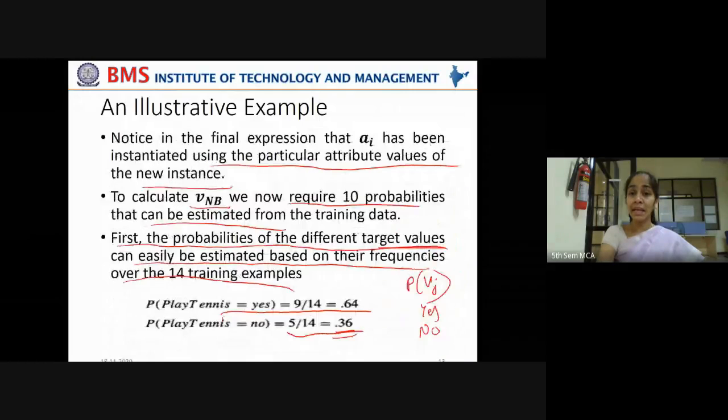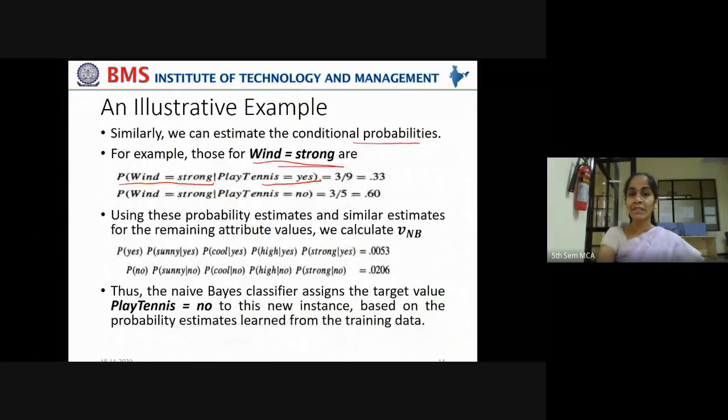Now 3 out of the 9 yes examples, not 14. You're considering only yes values, right? So 9 of the outcome labels are yes. So you have to take the probability of wind equal to strong given the outcome label is yes. There are 3 such combinations of strong and yes out of the total outcome labels being yes, that is 9. So what is its probability? 0.33. Now, again, calculate the probability of wind strong when the outcome label is no.